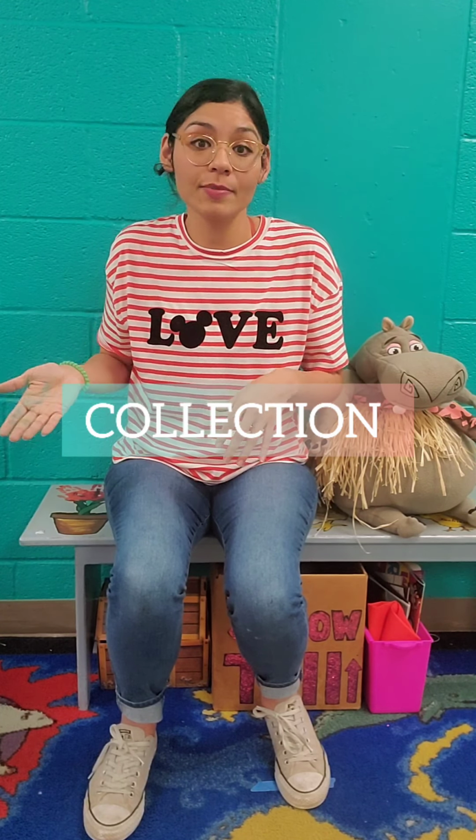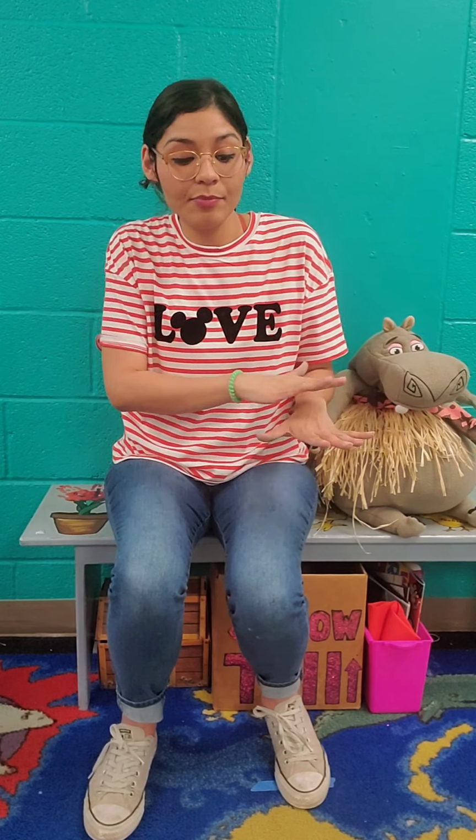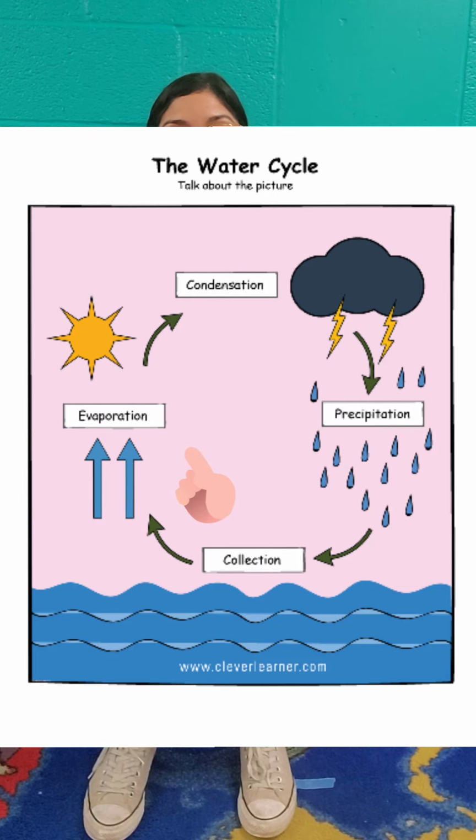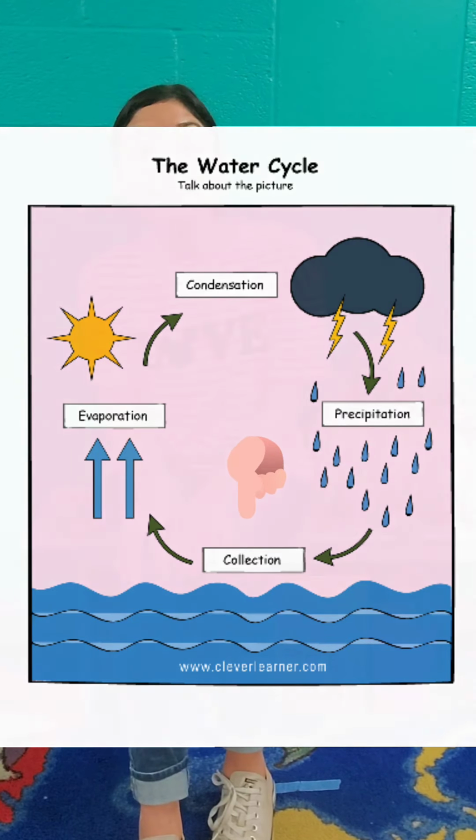The collection stage can also be called accumulation, which just means the water that came down from the sky going back into another body of water. Collection can be rivers, it can be streams, the ocean, it can be puddles. It's just wherever the water landed when it got back down into the ground. So let's review those 4 stages. Evaporation, condensation, precipitation, and collection.